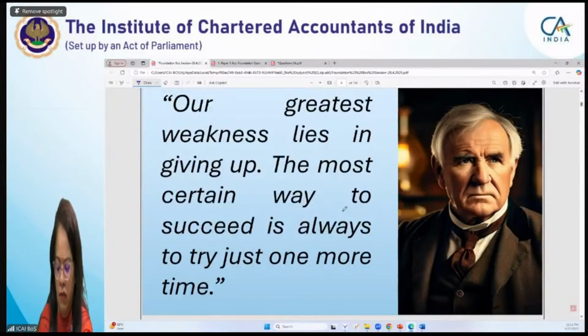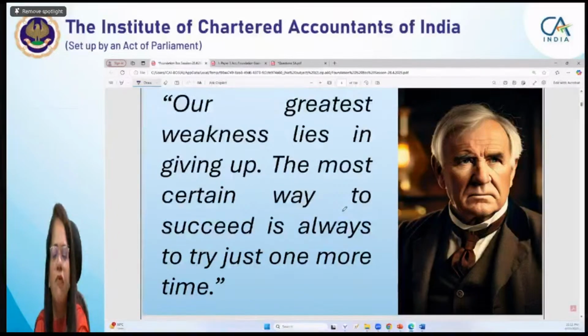If you give me 6 hours to cut a tree, I'll spend 4 hours to sharpen my axe. Why? Because I know if my axe is sharp, I'll be able to cut the tree in one go, or in two, three goes.